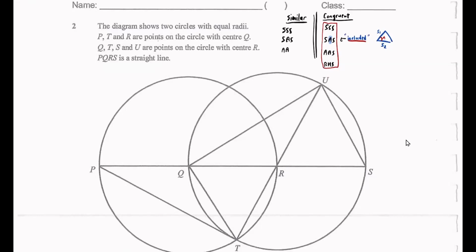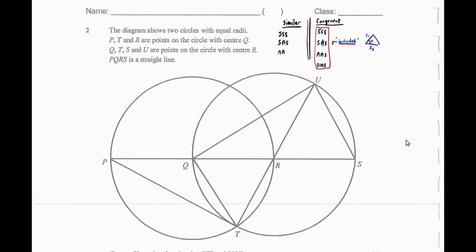So let's read the question. The diagram shows two circles with equal radii. P, T, and R are points on the circle with center Q. Okay, so let me just highlight the center. Center Q, and P, T, and R are the corners, highlighted in yellow. Q, T, S, and U are points on the circle with center R. So they intersect together. This is another center, center R. P, Q, R, S is also a straight line. So this fella is a straight line.